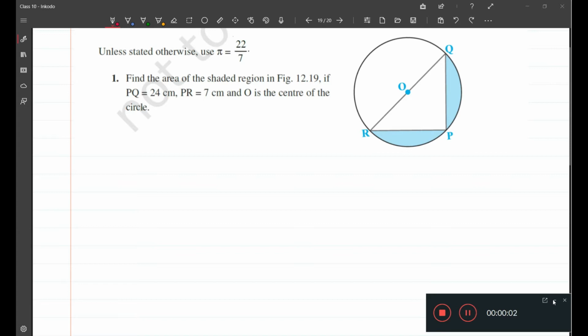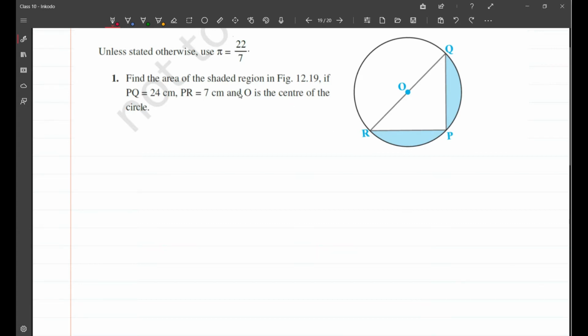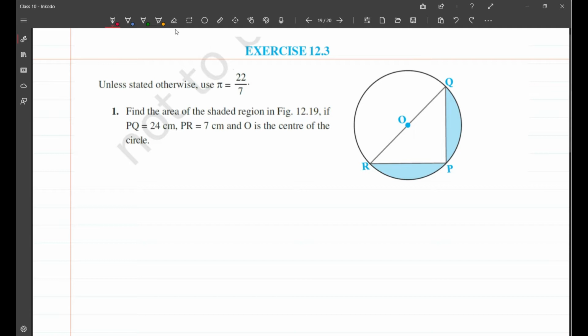Hello students, let us solve question number 1 from exercise number 12.3. Find the area of shaded region in the given figure. If PQ equals 24 centimeter, PR equals 7 centimeter and O is the center of circle. Let us mention the values in the figure. PQ is 24 centimeter, PR is 7 centimeter and O is the center.